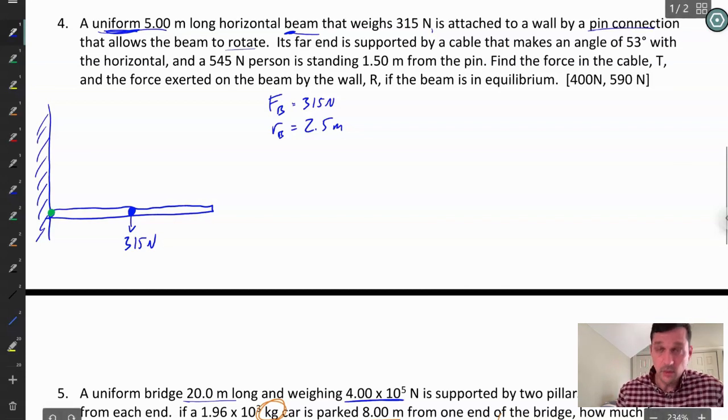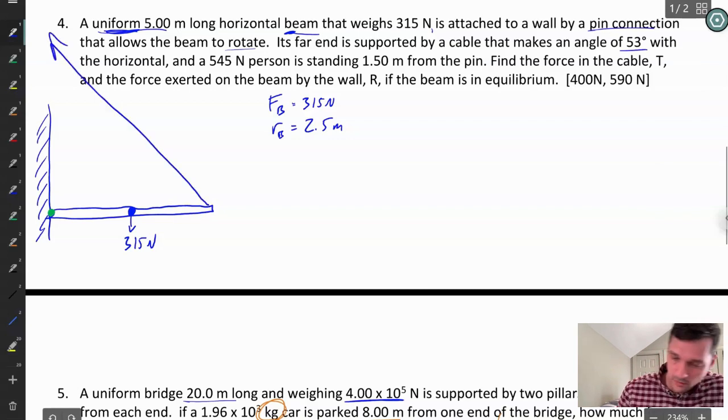Oh, good. It's good to read all the words. Its far end is supported by a cable that makes an angle of 53 degrees with the horizontal. So that angle right there is 53 degrees.